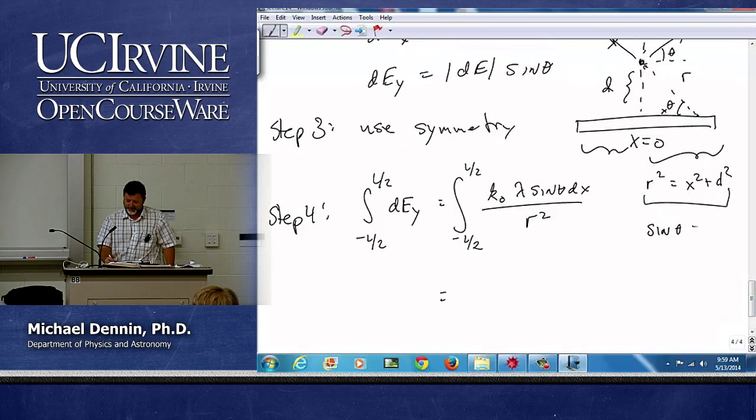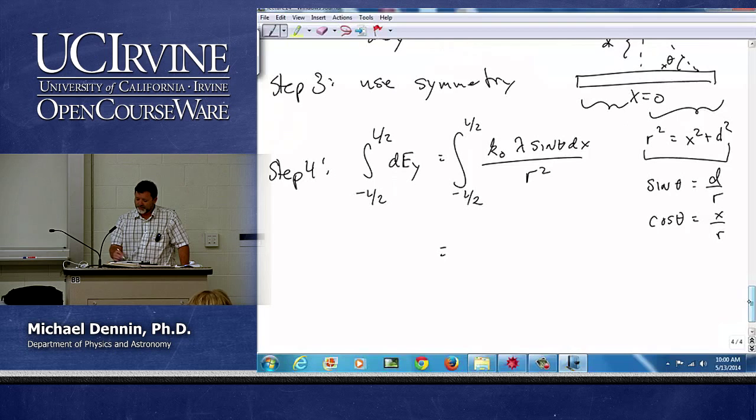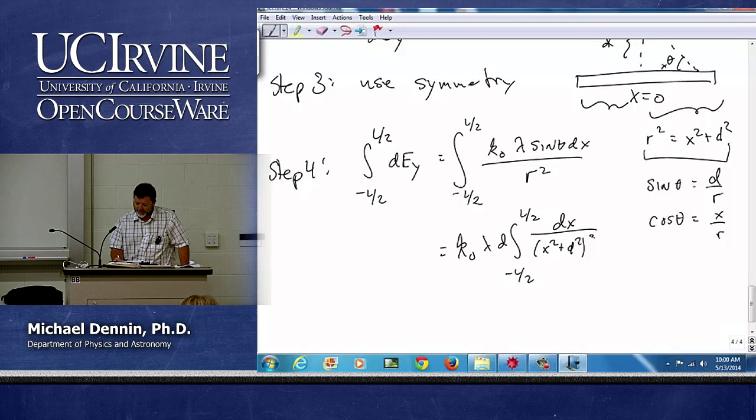So sine theta, right, is the opposite over the hypotenuse. And that turns out to be d over r. And cosine theta is x over r. So now I can plug in everything. Notice I have an r cubed here in the bottom. So I'm going to get k naught lambda d, the integral from minus L over 2 to L over 2 of dx over x squared plus d squared to the 3/2.